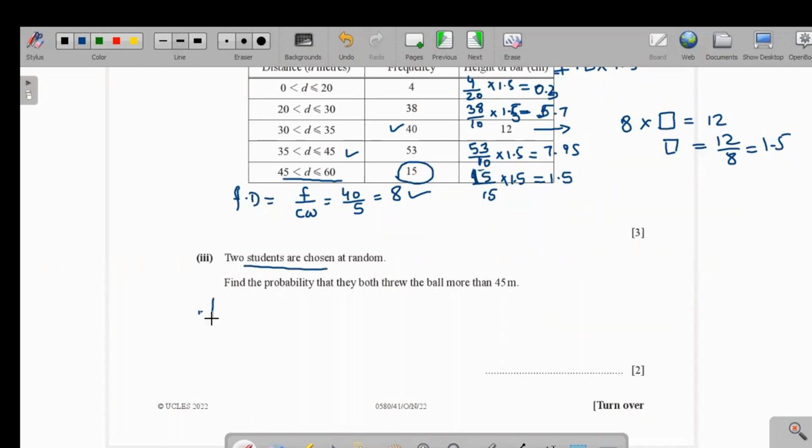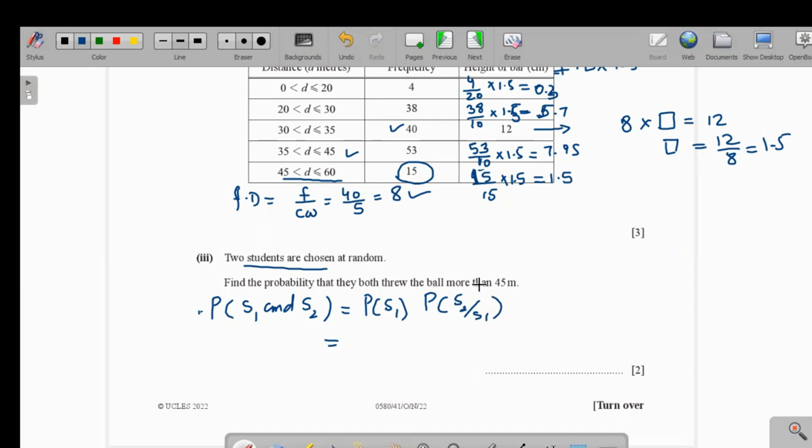We suppose the first student is chosen, and the probability of the second student chosen is also a student who threw the ball more than 45 meters. Now we can write it as the probability of the first student and the probability of the second student chosen. Now we can write it as probability of S1 and S2. Now the probability of S1 is chosen and the probability of student S2 chosen when 1 is already chosen.